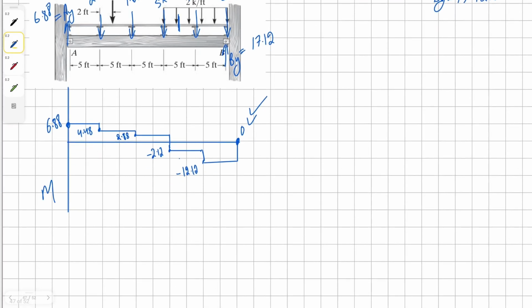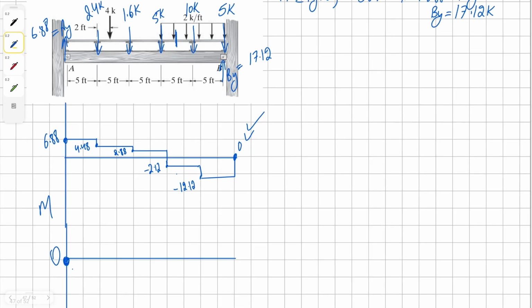Okay, and now for our moment diagram. Our moment's going to begin at 0. Then we need the area of the first 5 feet, so it's going to be 6.88 times 5, which is 34.4. Going to be first degree. Then we're going to need the area of the next 5 feet, which is going to be 4.48 times 5. It's going to be 22.4 plus our 34.4 comes up to 56.8, first order curve.